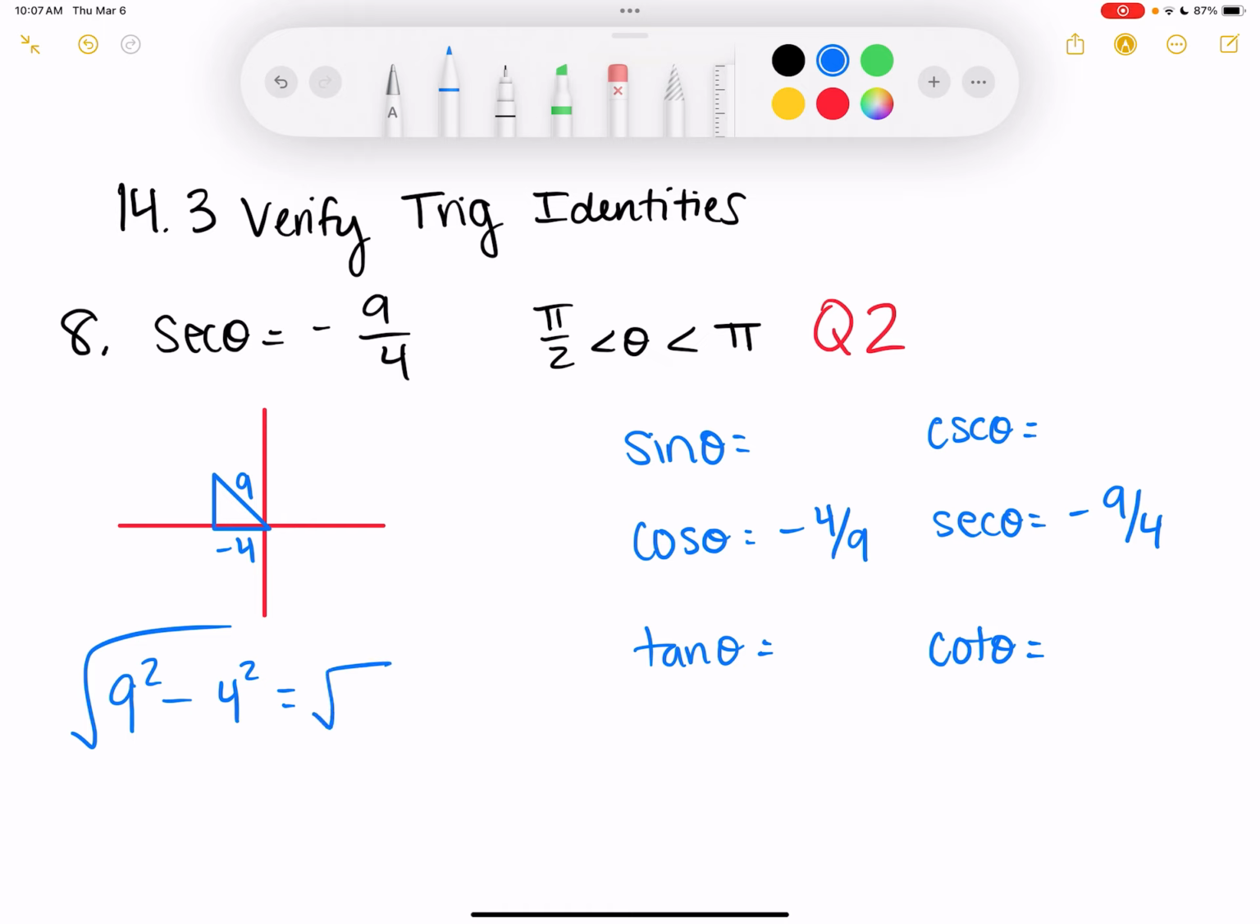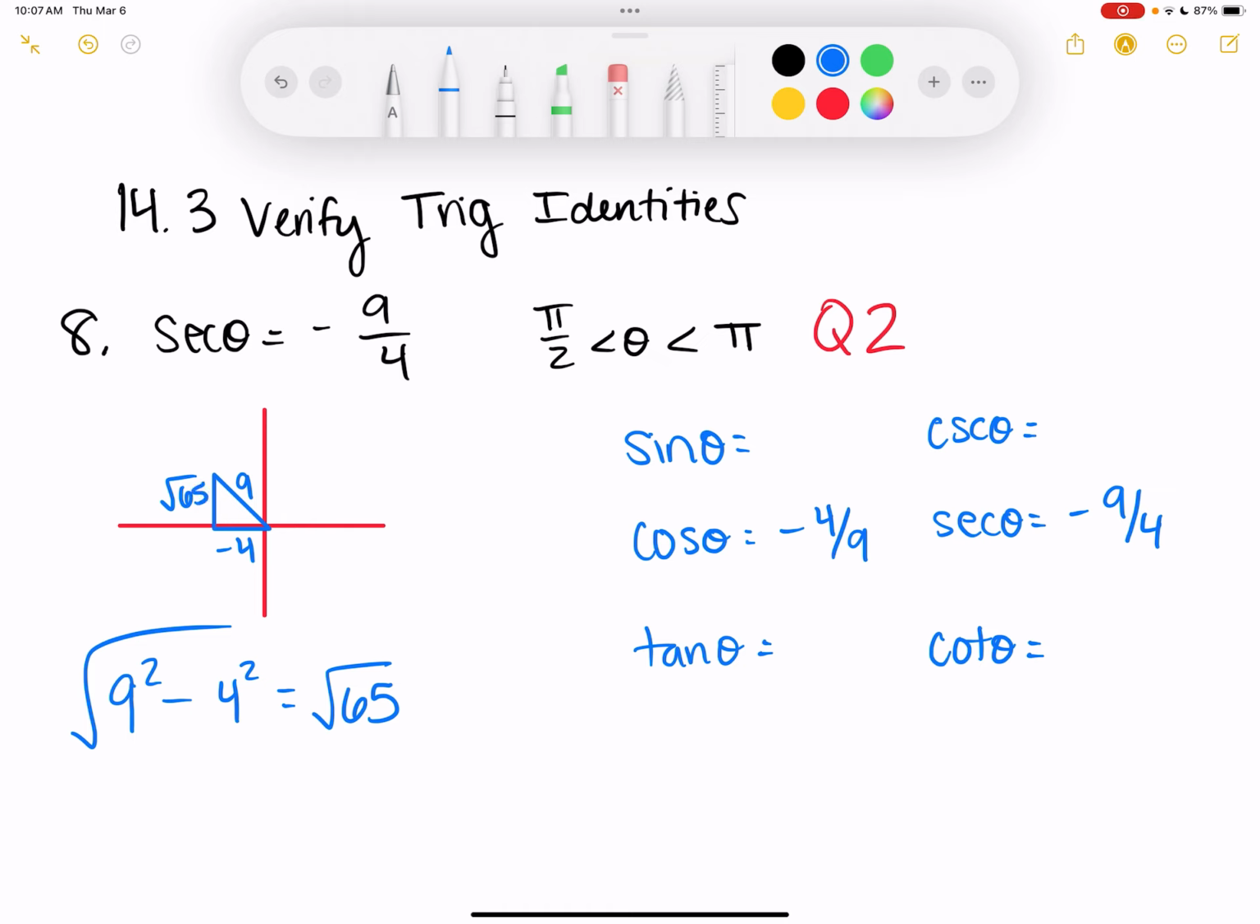Square root of 65. Can this be broken down? How do you know? 5 can go into it. What is it? 5 and 13. So no, it can't be broken down. The only thing I can take out, so it's the square root of 65.